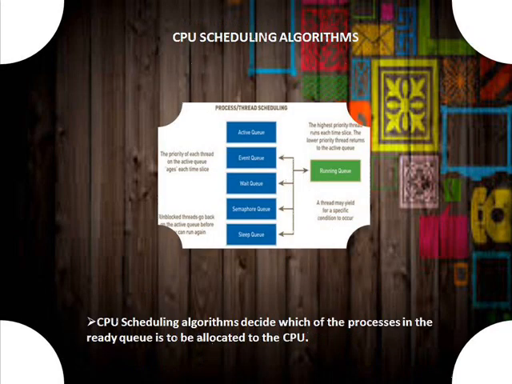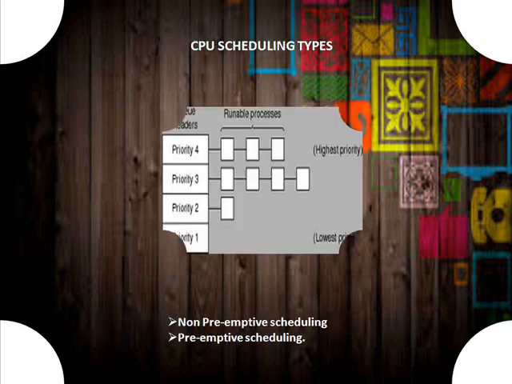CPU scheduling algorithms. CPU scheduling algorithms decide which of the processes in the ready queue is to be allocated to the CPU. CPU scheduling types: non-preemptive scheduling and preemptive scheduling.